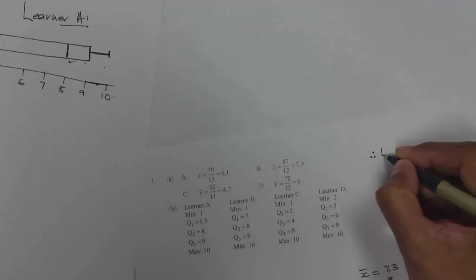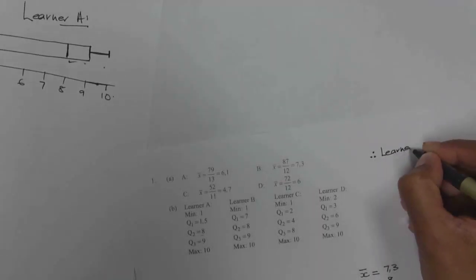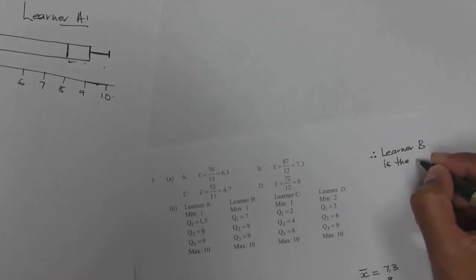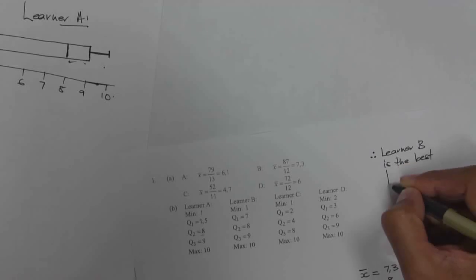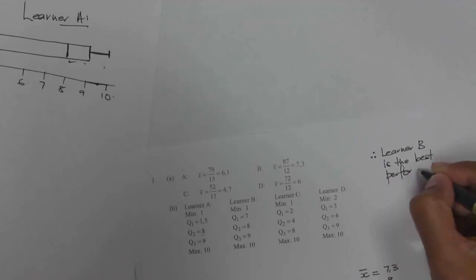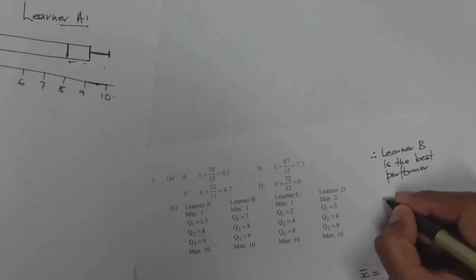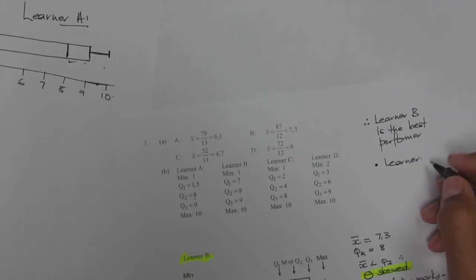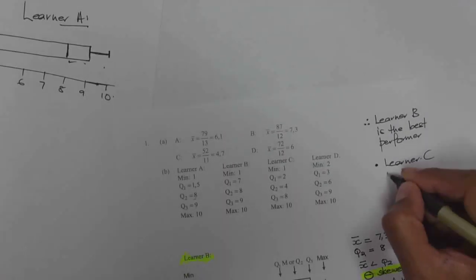So we write it out here. Therefore, learner B is the best performer, and learner C is the worst.